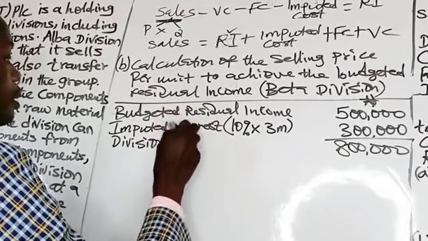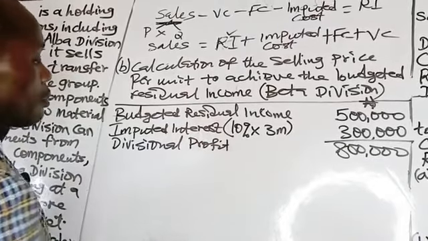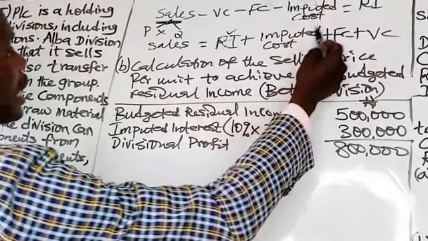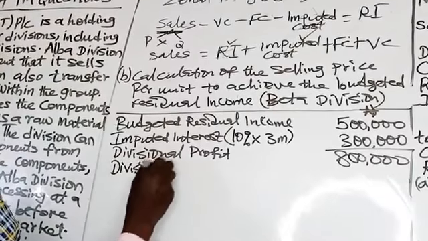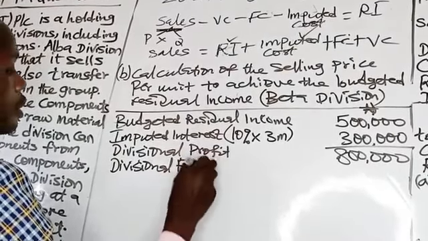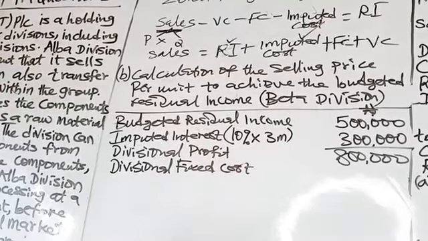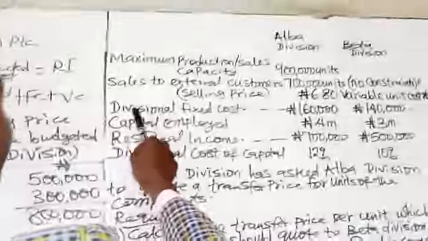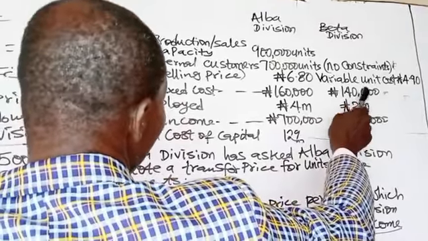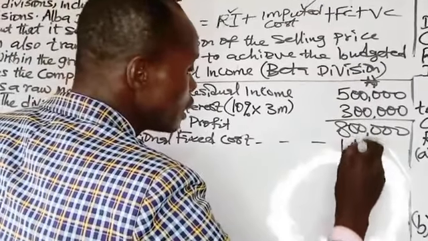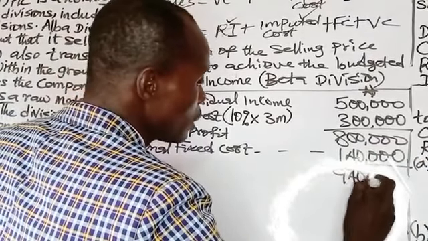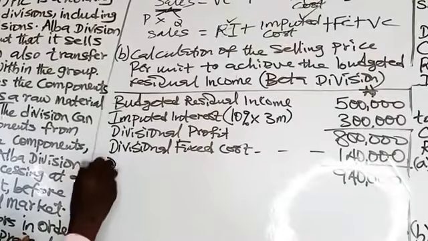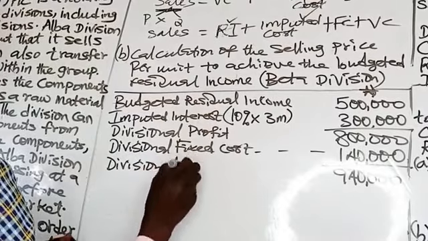This is divisional profit. Then to this, we add, the next item is fixed cost. So you add divisional fixed cost. How much is that? So back to the question. Divisional fixed cost. That of better division amounted to 140,000 naira. So you add the 140,000 naira. By the time you add it to 800,000, you have 940,000. This is divisional contribution.